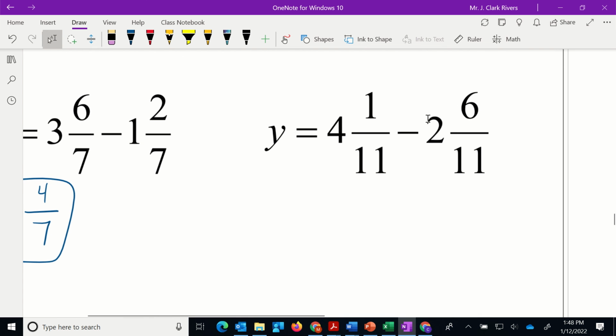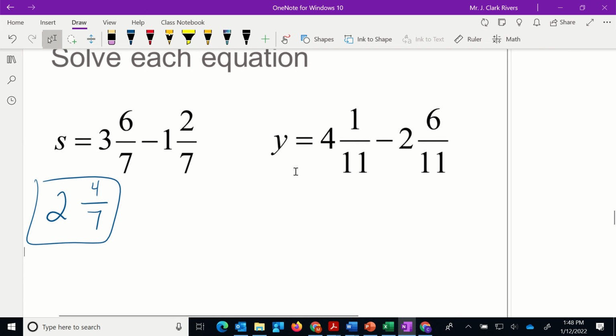Well, 4 is larger than 2, so that's good. But 1 is not larger than 6. Who thinks they know what we can do here? Lucy. So, you make the 4 and 1/11, you make it 3 and 12/11, because you take away one of the wholes. That would work. I'm going to do it a different way, though. I'm going to change this to an improper fraction.